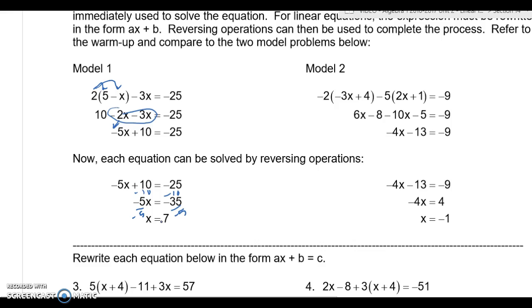In Model 2, very much the same type of thing, where we're going to distribute that negative 2 to the first set of parentheses, and the negative 5 to the second set. So we'll get 6x minus 8, and that's from the first set of parentheses, and negative 10x minus 5 from the second set of parentheses. Combine your x terms to get negative 4x, and combine the number part, negative 8 and negative 5 is negative 13. And that equals negative 9. To solve this, again, apply reversing operations, add 13 to both sides, and then divide by negative 4.